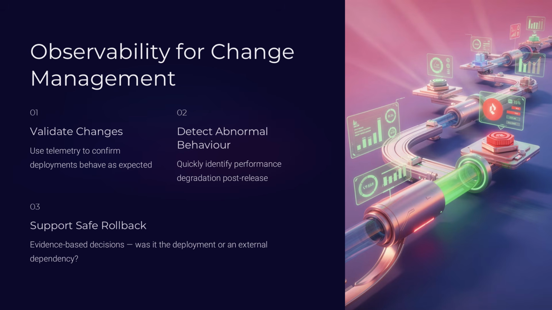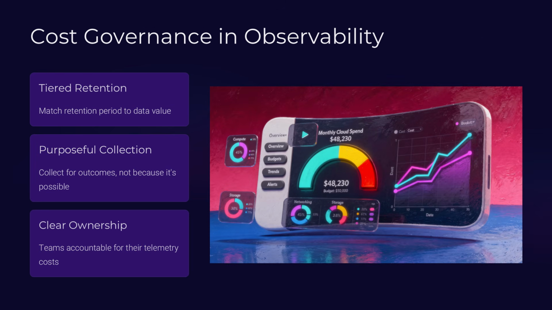Leaders care because this reduces business disruption. Architects care because it creates a feedback loop where architecture choices are tested against real-world results. With change visibility established, you now address observability costs because telemetry can become expensive if unmanaged.